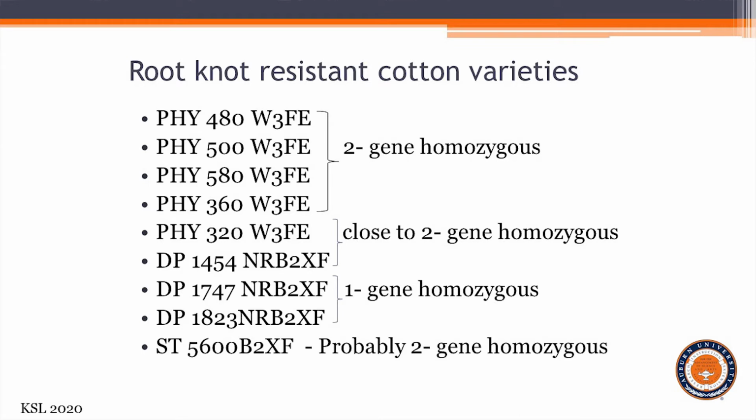The next set is Phytogen 320, which is probably more of a Texas variety, and Delta Pine 1454, which we do have here. They're close to two-gene homozygous, but we do have some outcrossing that occurs in those two. The next set are Delta Pines 1747 and 1823, which are both available. They have one gene, and they're homozygous. But that one gene is very effective.